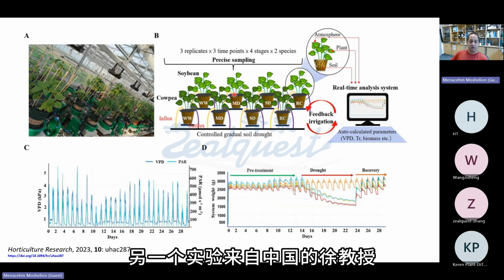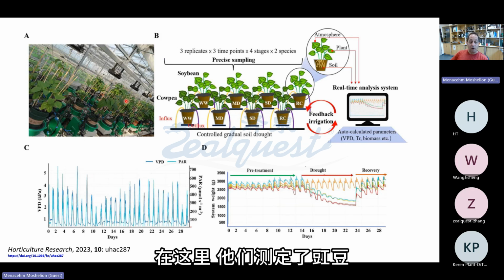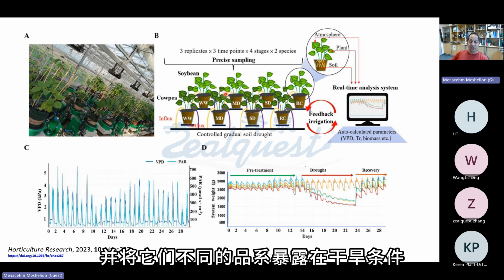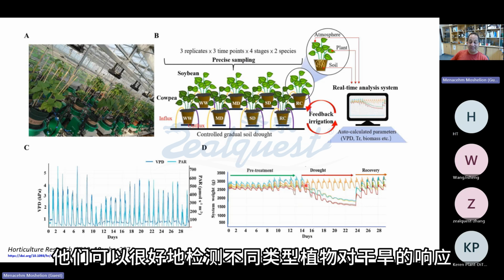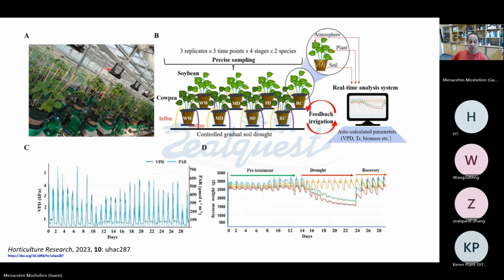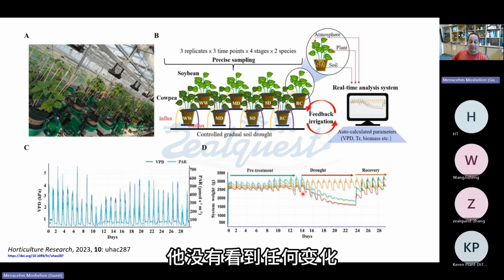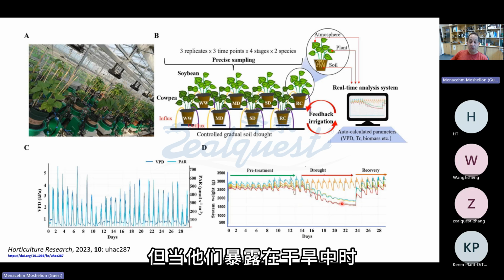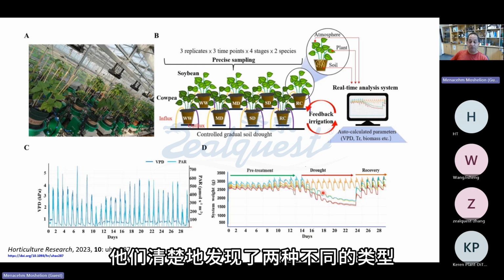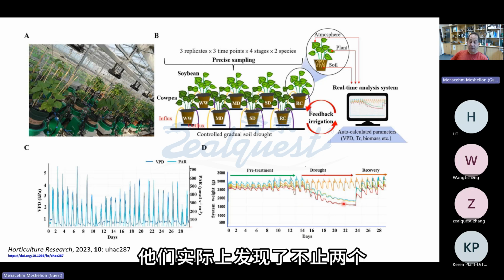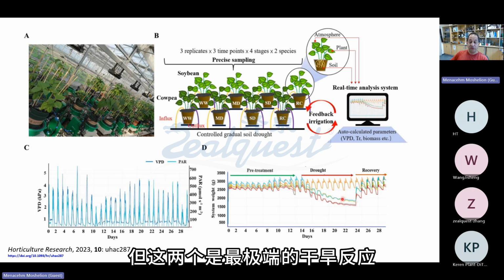Another experiment comes from Professor Pei Xu in China. Here they measured cowpea, a legume, and exposed different lines to drought, and they could very nicely detect different types of plant response to drought. So the plant looked the same. In the camera, they didn't see any changes, but when they were exposed to drought, they clearly found two different types. They actually found more than two, but these two were the most extreme drought responses.